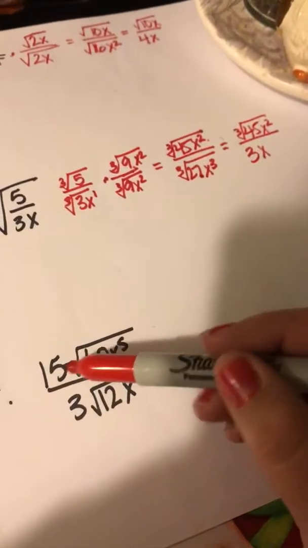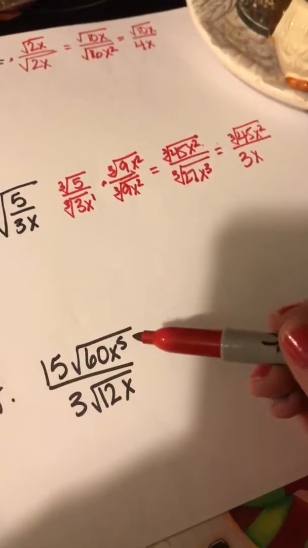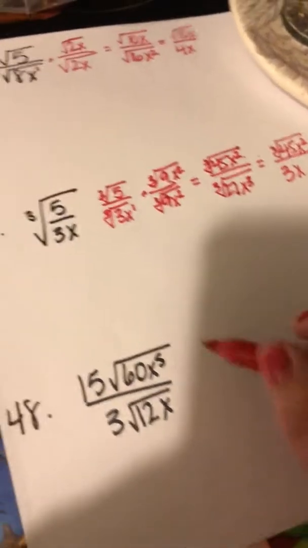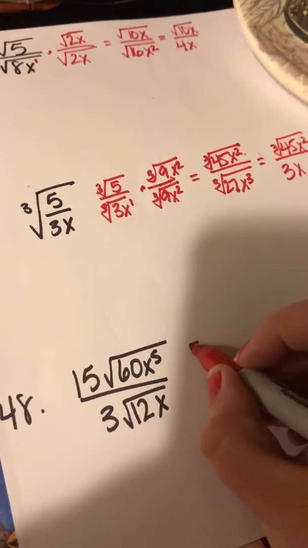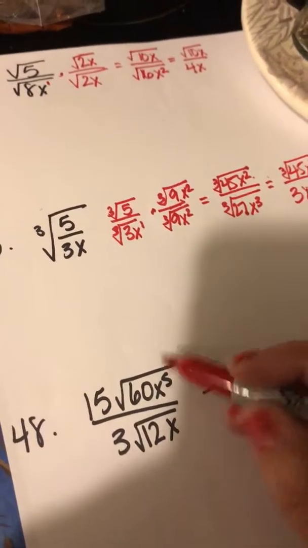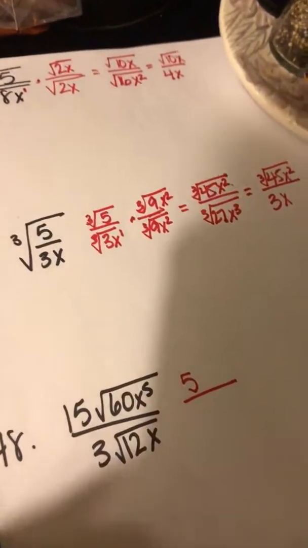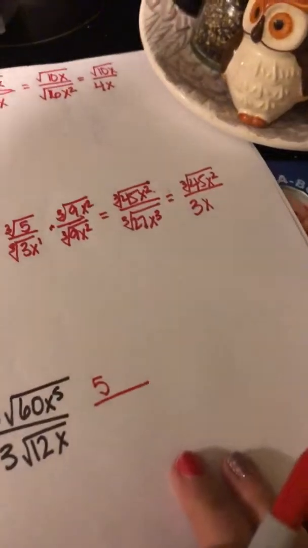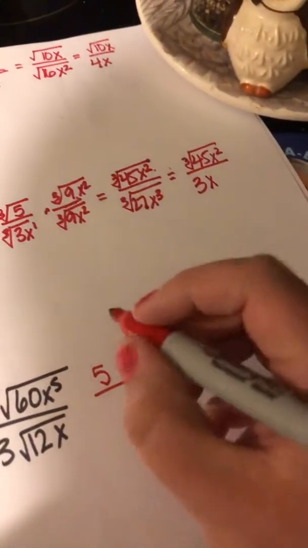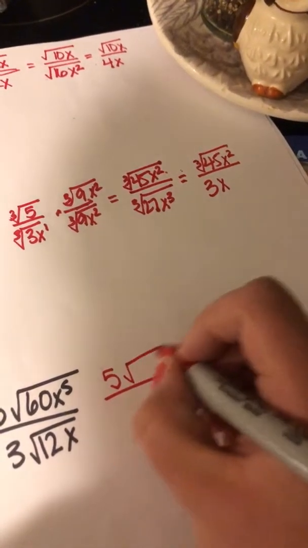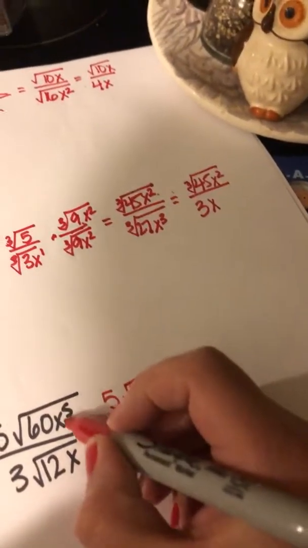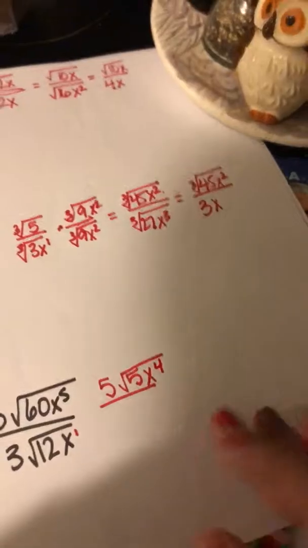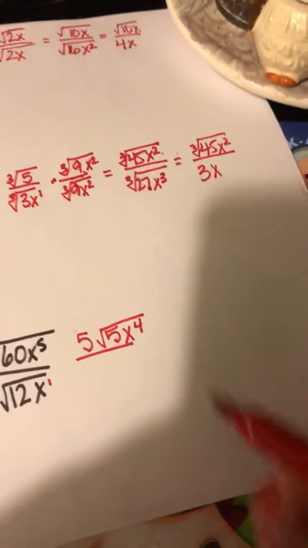Number 4. This one has numbers out front, but you just reduce them like if they were the regular fraction 15/3. So 15/3 reduces to 5 on the top. And then 60 divided by 12. Use my calculator here. Make sure I reduce it right. Oh, 60 divided by 12, that's 5. So that's going to stay on the top there. And then x to the 5th divided by x to the 1st, that's x to the 4th. So nothing was left on the bottom. That makes it a lot easier.